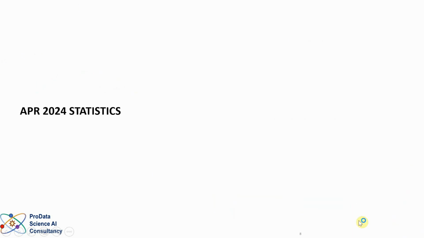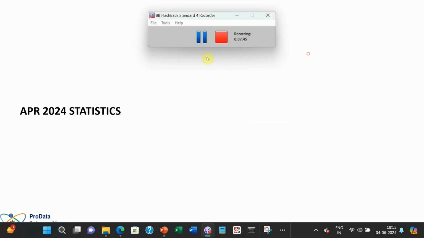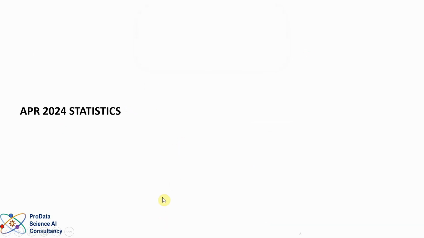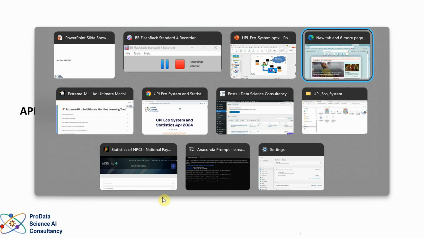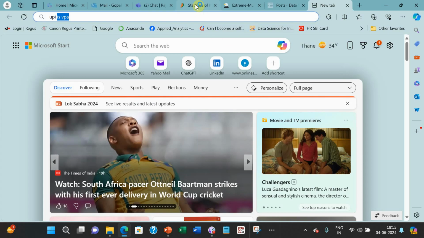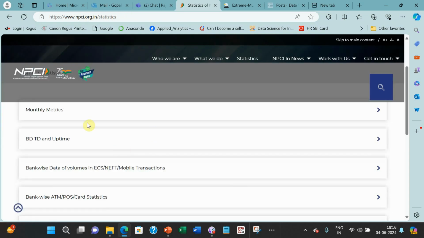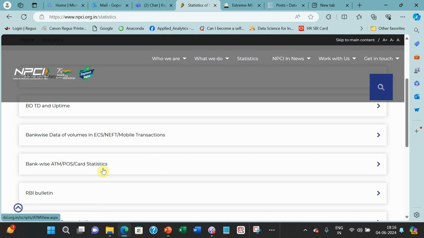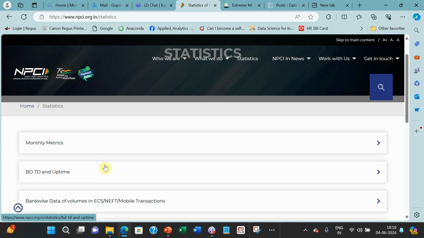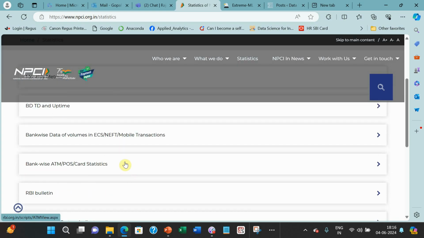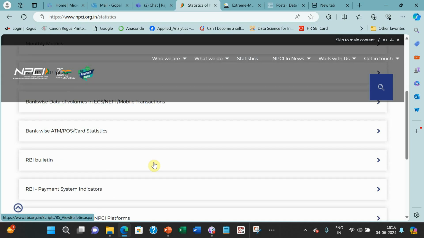Now let's go ahead and see the statistics as of April 2024. For this, I will be taking you to the source of the data. So the data you'll be getting through this place, npci.org.in statistics, and here you have many different data available. But what you need to understand is that it is a little dynamic. What you see today, you may not find tomorrow, because probably they are rearranging a lot of stuff here and there.